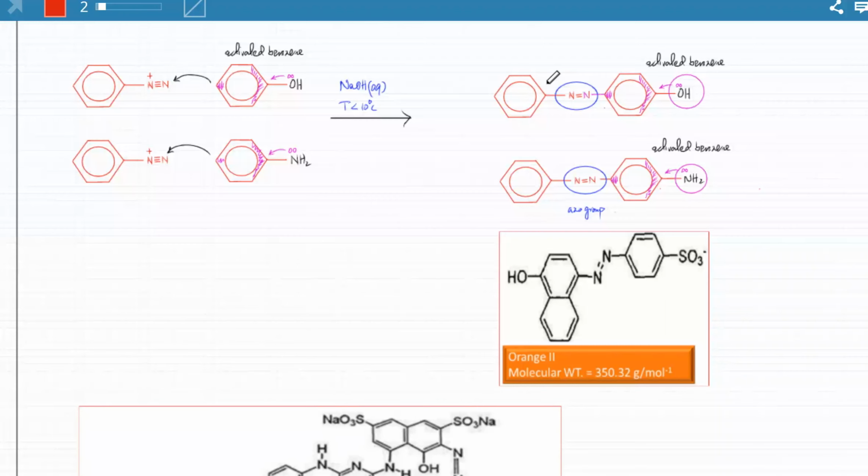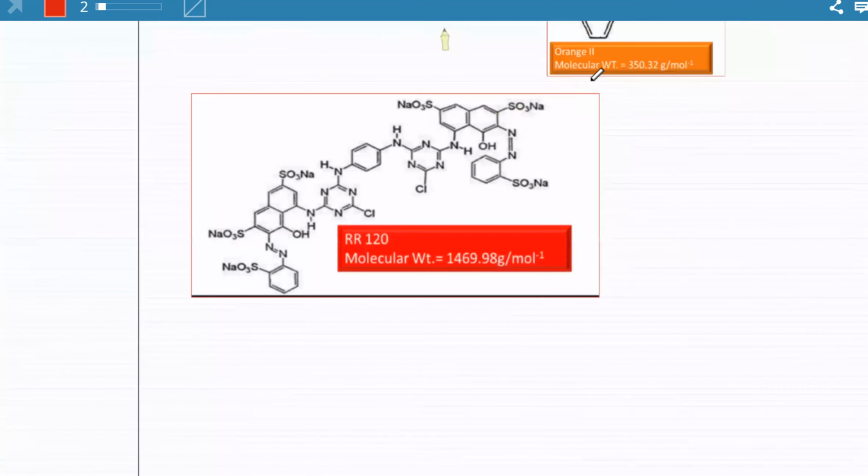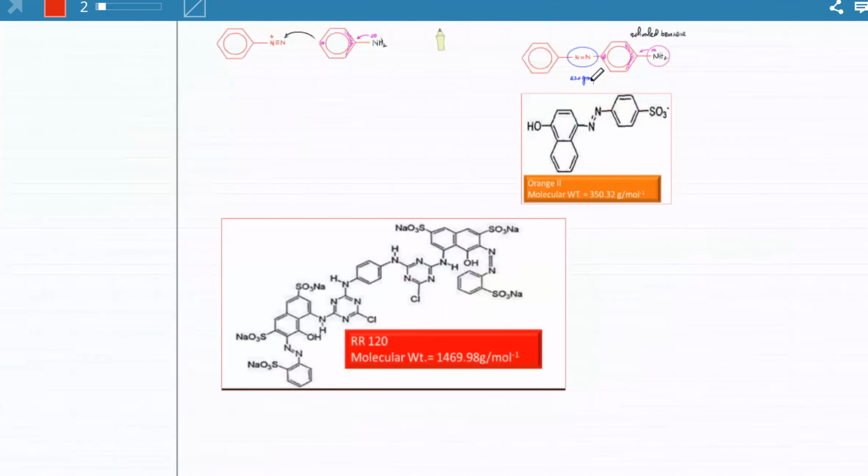Do you get my point? Let me do this with an example. So let's assume we have this random azo dye. Let's take this one.